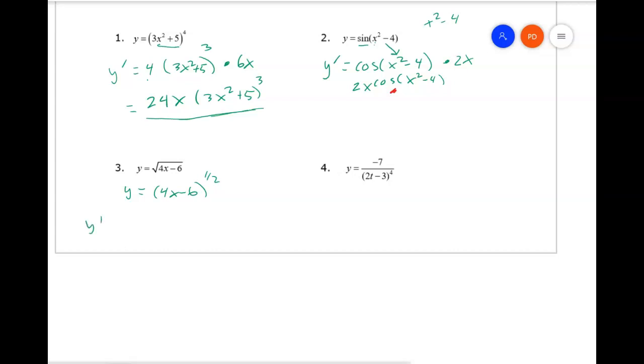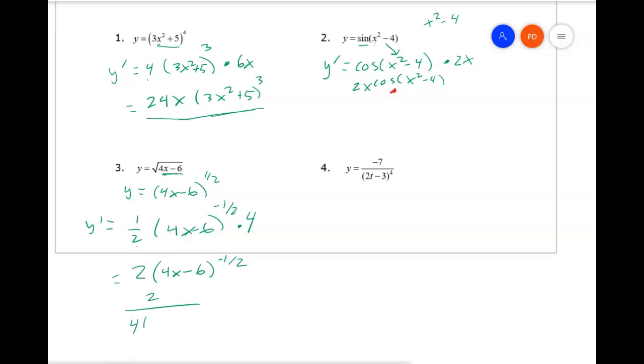So my derivative is going to have 1/2 times what's inside to the negative 1/2, because 1/2 minus 1 is negative 1/2. I keep the inside the same. So then I have to look, the inside function was 4x minus 6. I have to multiply by the derivative of the inside function, which is a 4, and that will give me, when I multiply 1/2 times 4, I get 2 times 4x minus 6 to the negative 1/2, or 2.